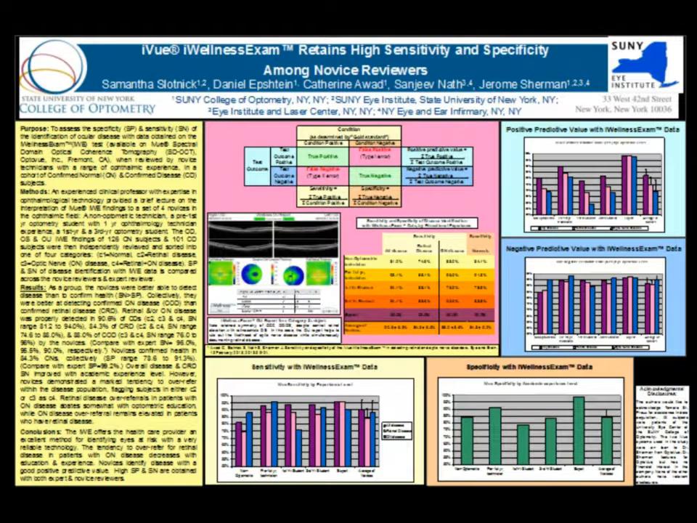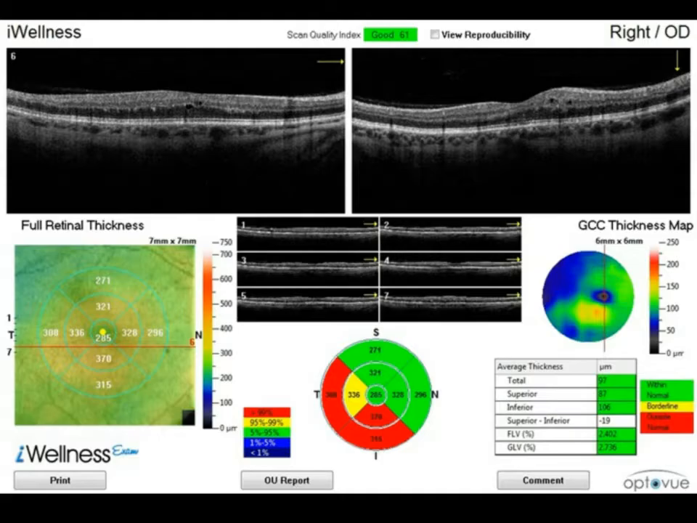This is a study that Jerry Sherman published, and essentially what he was doing was comparing his ability to detect normal versus abnormal, the expert's perspective, so to speak, against the novice, the person who doesn't have a lot of experience with OCT. And after a short course on how to read the wellness scans, the novice was almost as sensitive and as specific as Dr. Sherman in gathering this data and differentiating between the normals versus the abnormals in almost every case.